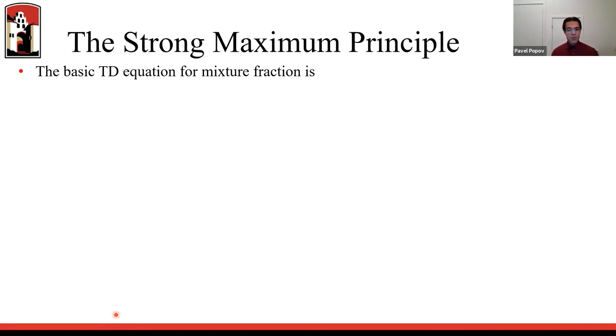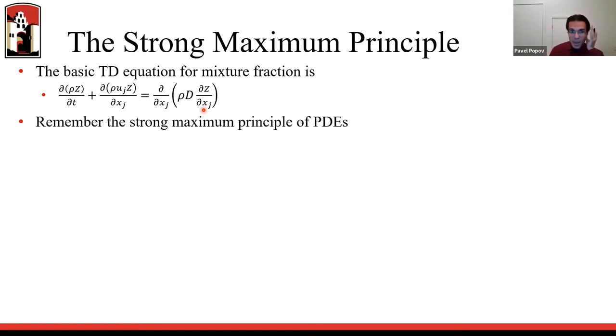Okay, so why cannot the beta distribution get exactly a single transport diffusion equation? Well, because of the strong maximum principle in partial differential equations. So in particular, the basic transport diffusion equation for the mixture fraction variable would look something like this. This is just a density weighted convective derivative in conservative form, and we have here the molecular diffusion of the mixture fraction.